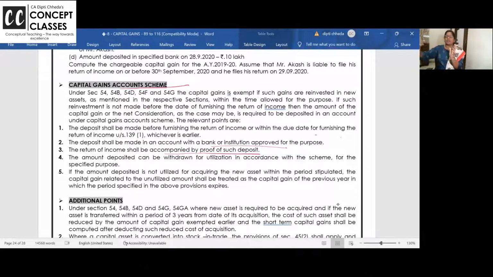See, this much, 2 crore rupees of sale consideration we have put in the bank, and we promise to buy a house. Please consider it against this. Amount deposited can be withdrawn only as per the scheme. If the amount deposited is not utilized for acquiring the new asset, the capital gain shall be treated as revoked and it will become all taxable. ठीक है?